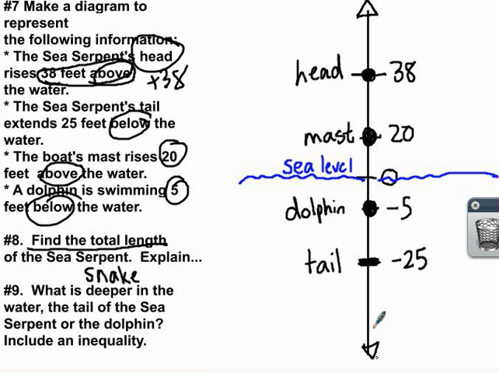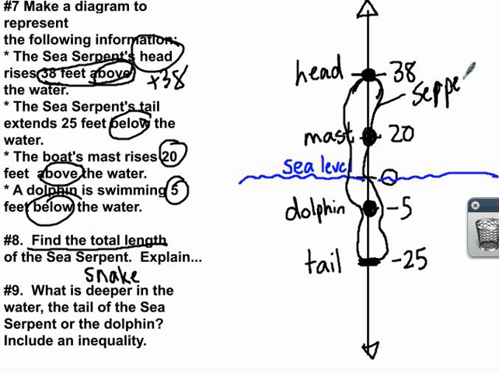Well, if this is our diagram right here, and I'm drawing my snake right here, the head is right here at 38, and the snake goes all the way to the tail. So this is where the sea serpent is, our snake. And they want us to know how long this snake is. So you need to think about what math you are going to do in number 8, because they also want you to explain.